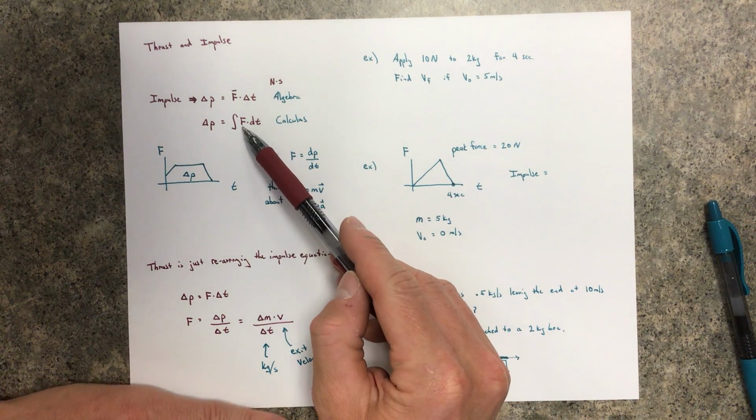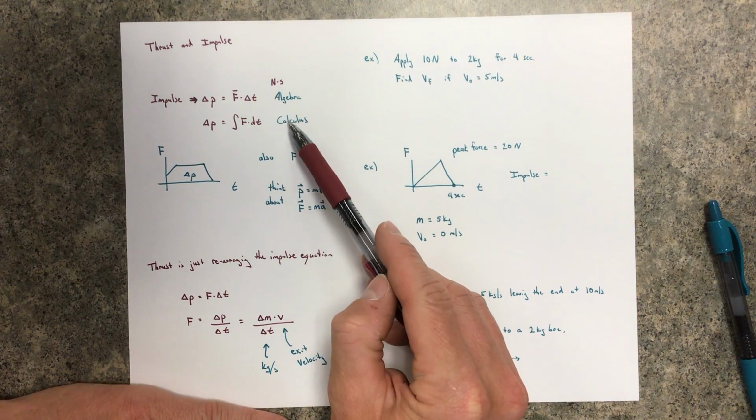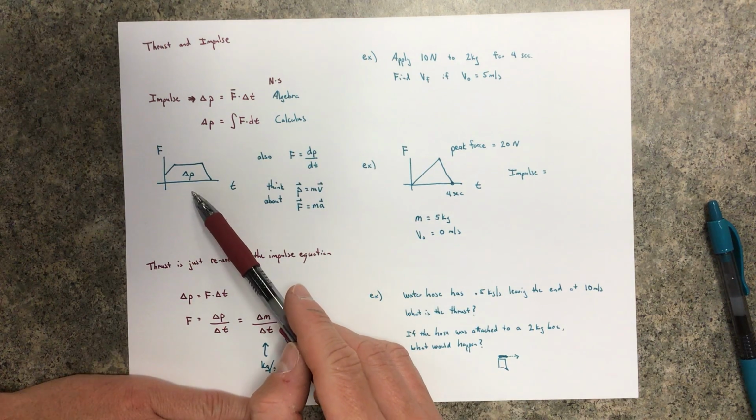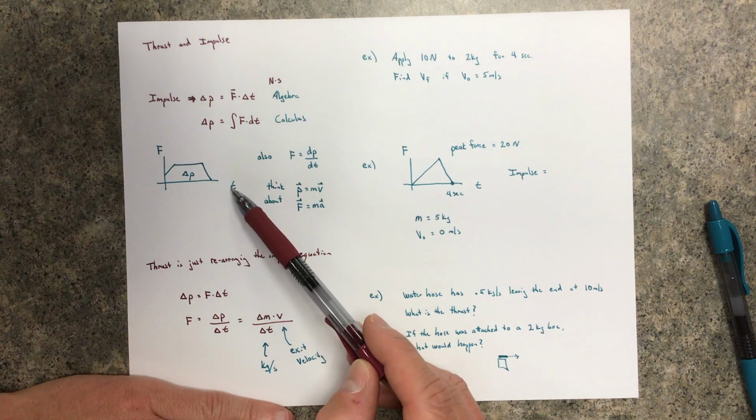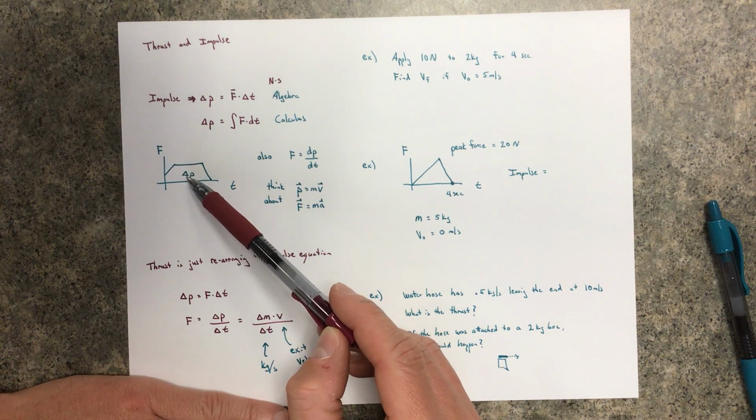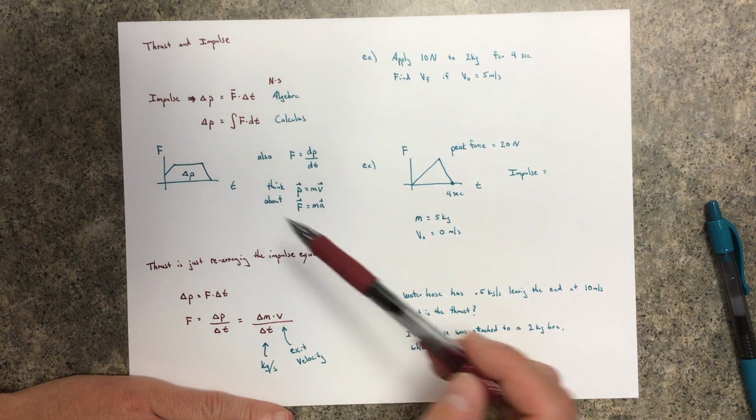If you have a variable force that's changing over time, then you need calculus. This would be an example of a graphical view of calculus where they give you a graph of F versus T. The area under the curve is the impulse.